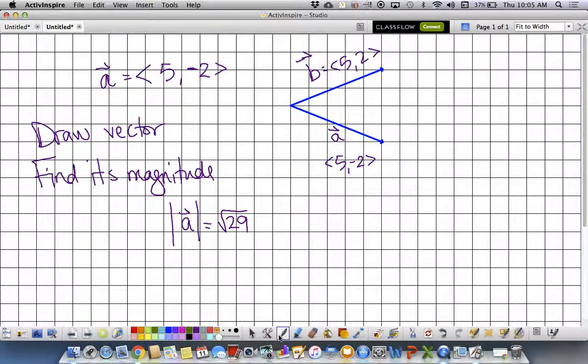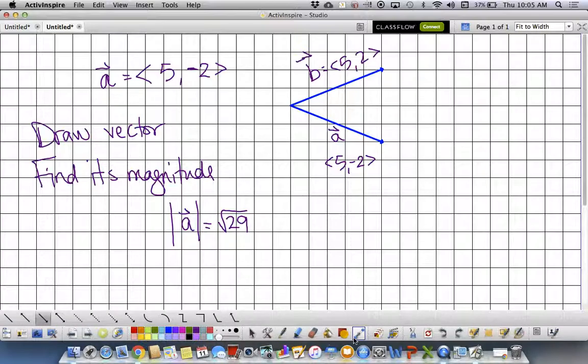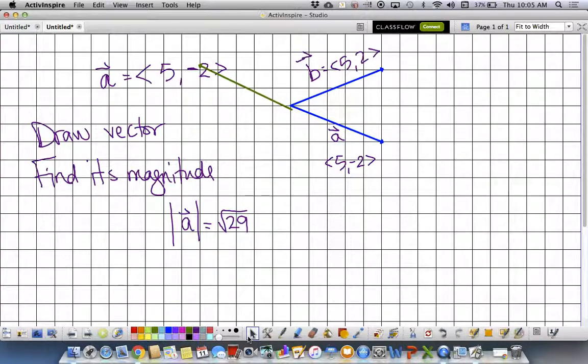So if I were drawing the opposite vector, let's make it a different color. It would be -5, +2. So each vector only can have one opposite. Is that correct? Mm-hmm. Okay.